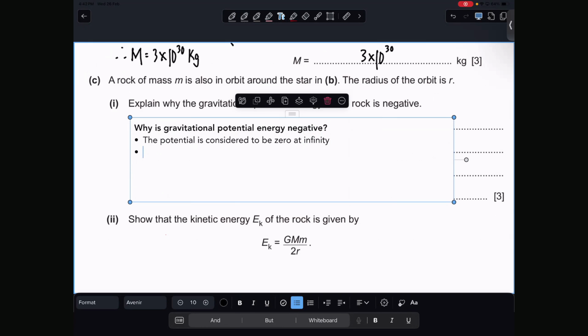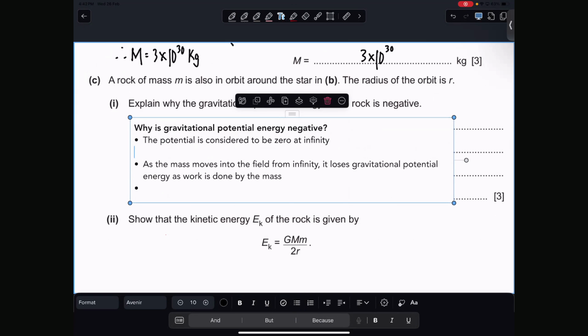Second point is that as the mass moves into the field from infinity, it loses gravitational potential energy as work is done by the mass. The mass is doing the work, right? Lastly, the mass. It's a fair point. Oh, right. Sorry, you're right. That's what I was wondering.